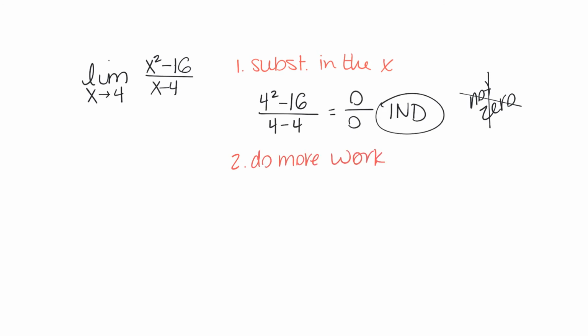The work we are going to do here is I'm going to look at this and decide if I want to factor, rationalize, or find a common denominator. So I'm seeing this is a difference of squares. So factor seems like a good idea to me. So I'm going to factor this. And I'm going to look at the top and I'm going to say, well, x squared minus 16 is the same as x plus 4 times x minus 4. And on the bottom, I have an x minus 4.